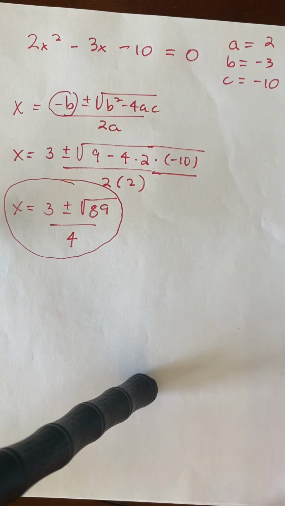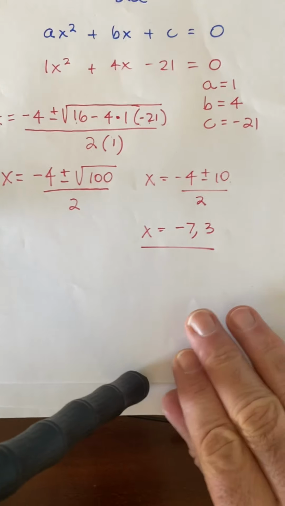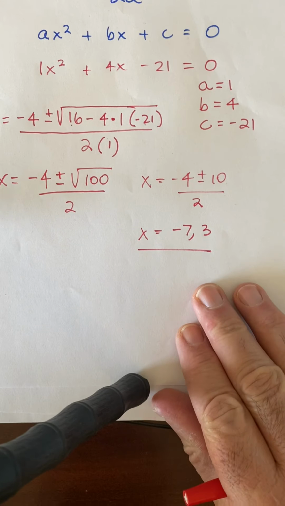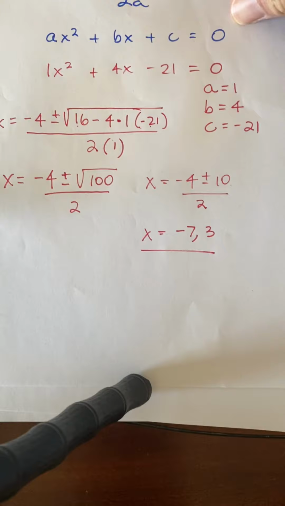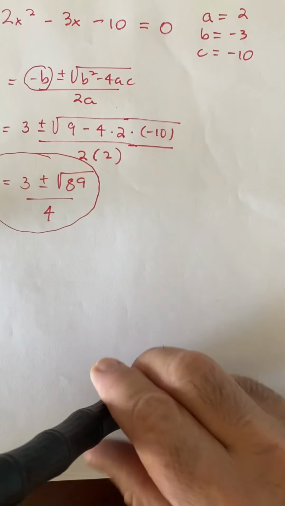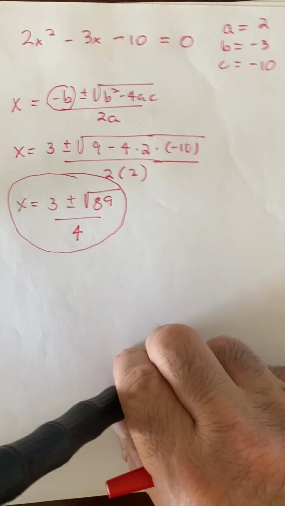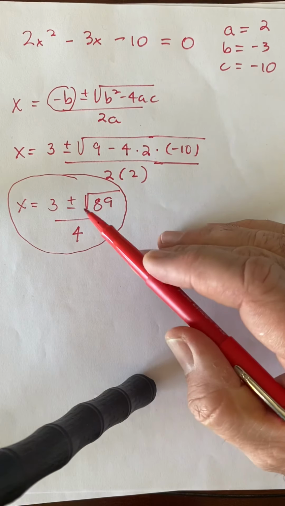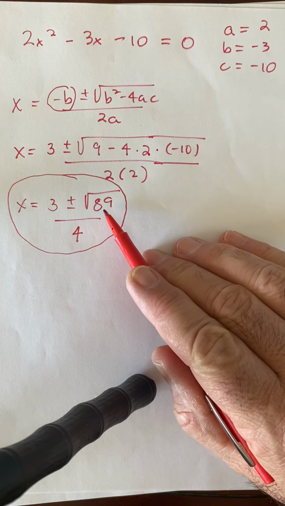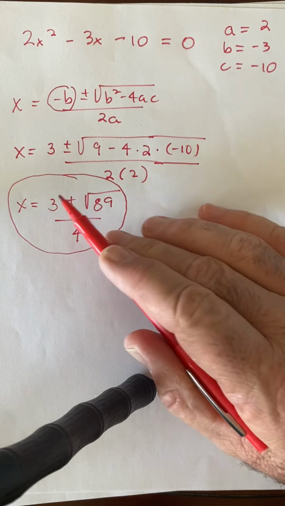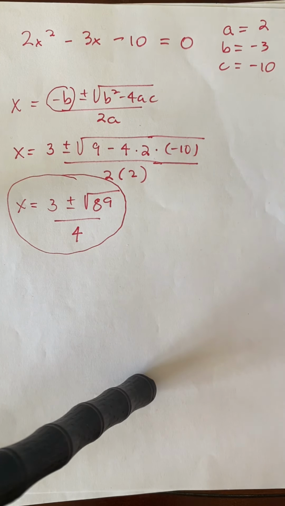So I'm done. I showed you one example where you had integer answers. The first one, that's actually number 1 from your homework assignment. And then I showed you one where you have an answer that is a compound number. It's part irrational and part rational, but you can leave it in that form.